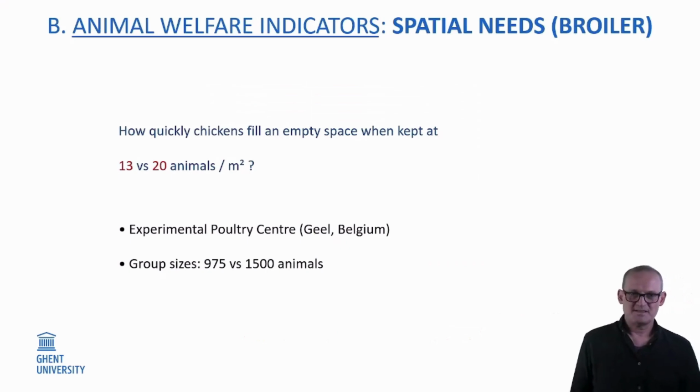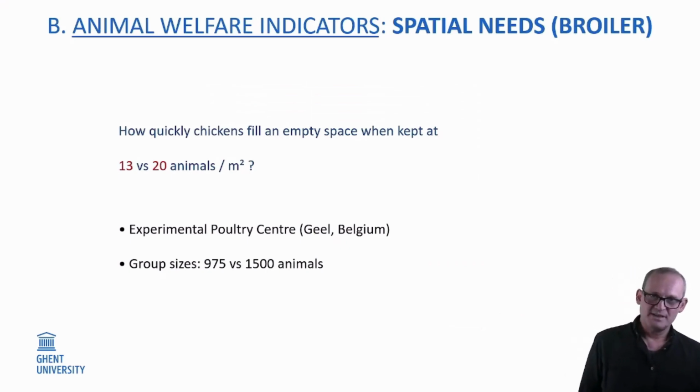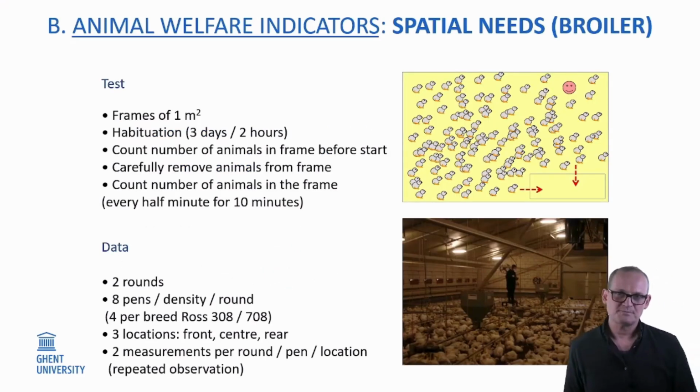So that's exactly the research question we did in this experiment. We asked the question, how quickly will chickens fill an empty space when they are kept at low density versus a higher density? We changed these densities by keeping the same size pens, but with different group sizes, one group of nearly 1,000 animals and then a group of 1,500 animals.